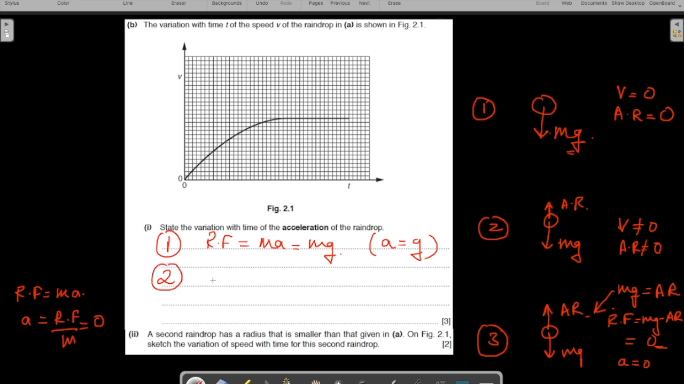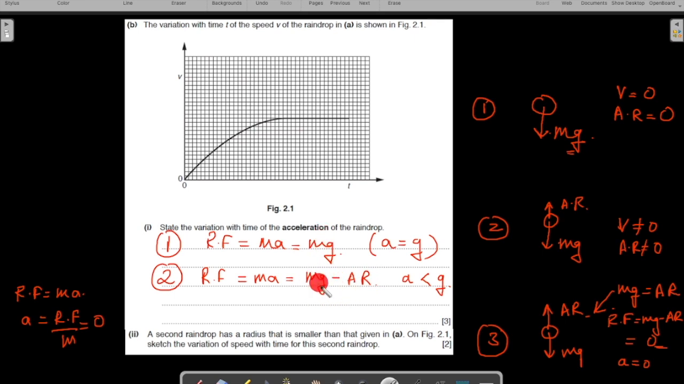Second case, how much is the resultant force? Again it is ma. The formula for resultant force is ma, but now it is mg minus air resistance, right? Resultant force, which is ma, is mg minus air resistance. What has happened? The a value has gone down than g. Acceleration has decreased here because the resultant force on the object has decreased.